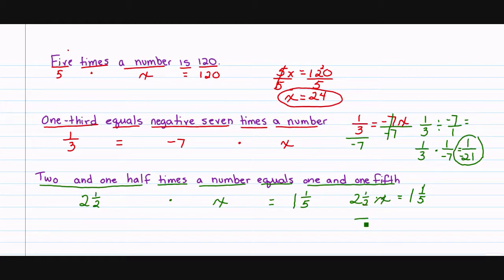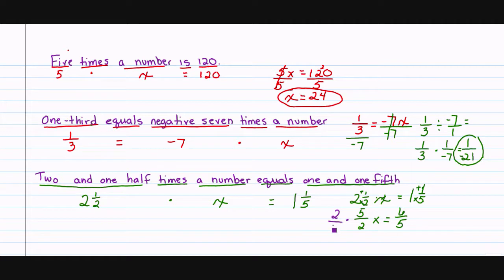My denominator stays the same. And 2 times 2 is 4, plus 1 is 5. x equals 5 times 1 is 5, plus 1 is 6, keeping the denominator the same. Now remember, when I have a fraction times a variable, the way to get around that is to multiply both sides by its reciprocal.